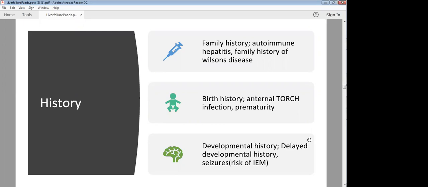Then is growth history. For the current being, ask about any history of poor weight gain or FTT, failure to thrive.